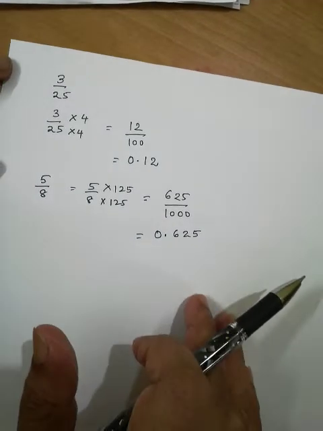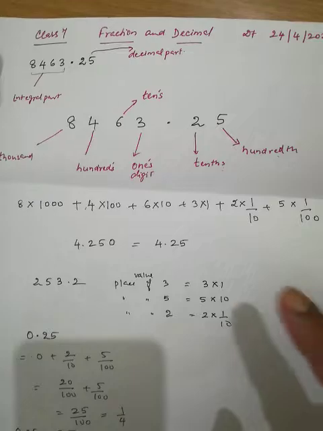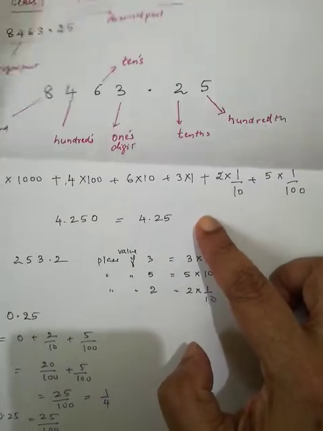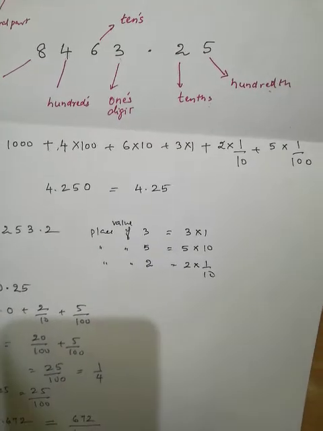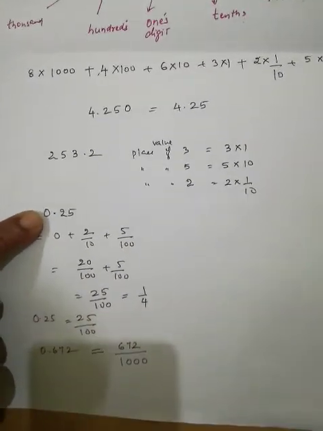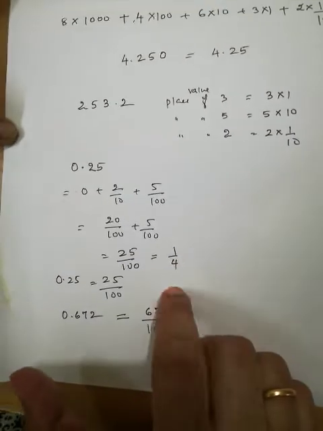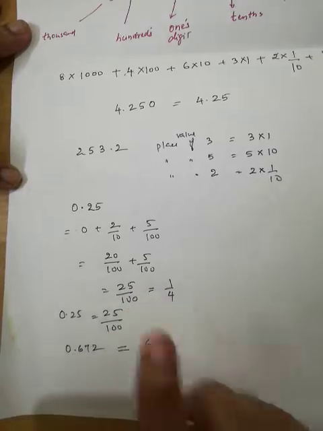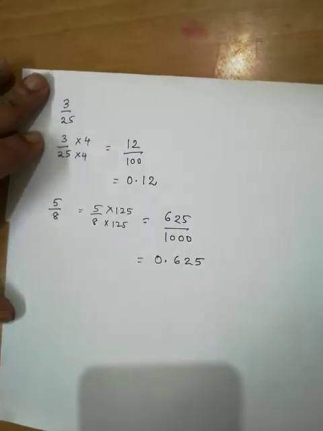I think that's enough for today. So what you have learned today is what a decimal number is and what the place value of each digit is. Okay, how to expand this number, how to find the place value of each digit, and how to change a decimal number into a fraction and then change it to mixed fraction or improper fraction, and then after that how to change a fraction into decimal. Okay, so today this much is enough.